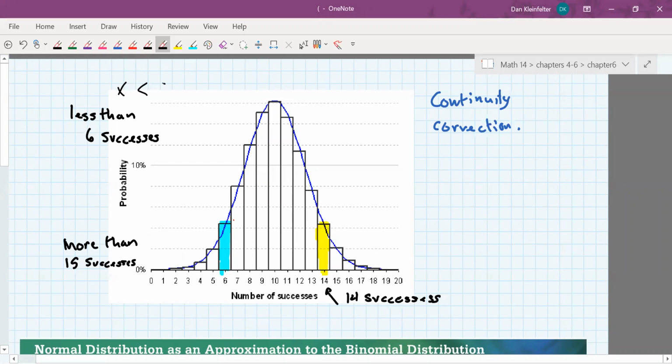X has to be less than 5.5, because anything that is 5.5 or less is going to get rounded down to 5. For more than 15 successes, more than 15 would be anything that would be 16 or higher. So that would require our X to be at least 15.5.